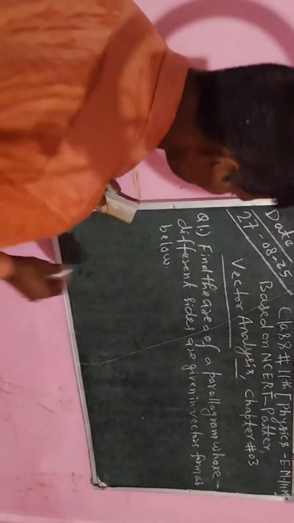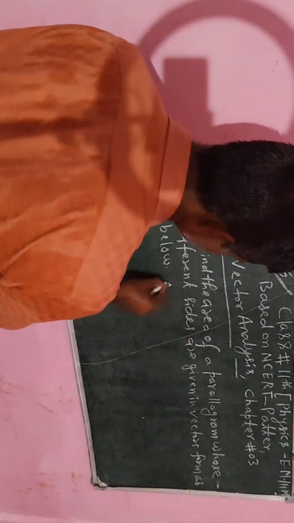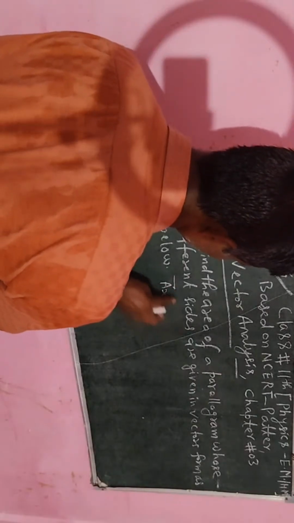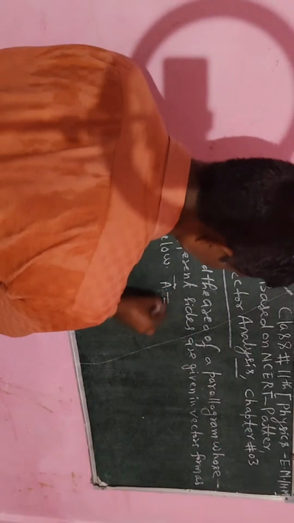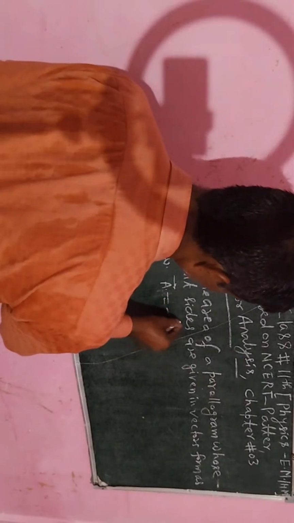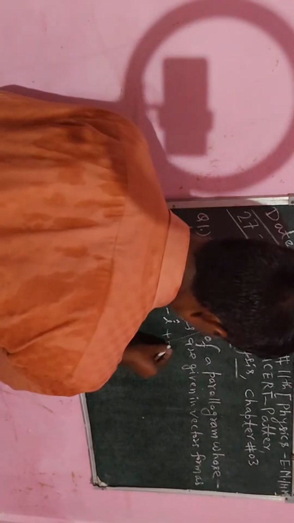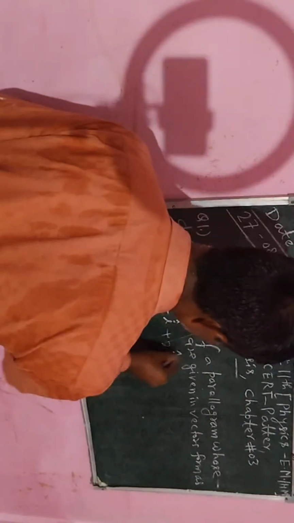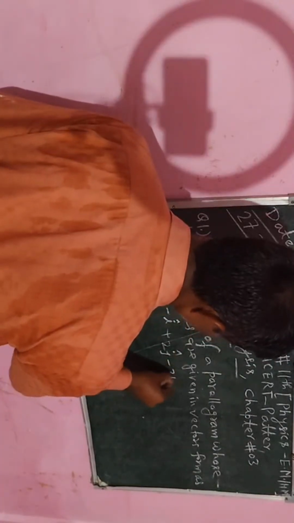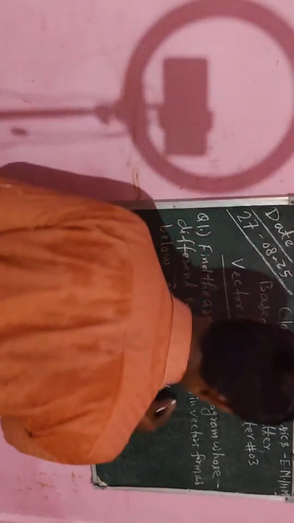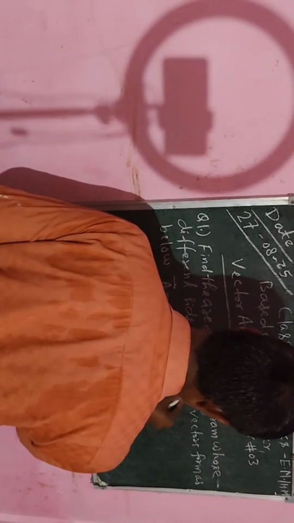Parallelogram. Okay. So here I will say vector A, which is equal to minus i plus 2 vector j minus 3 vector k, and another vector, that is vector B.